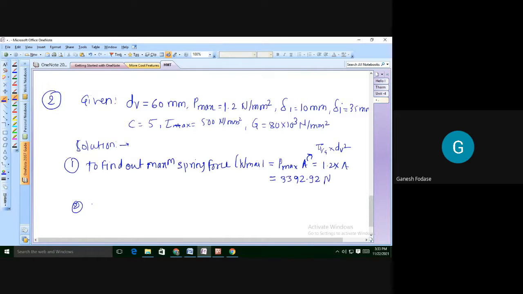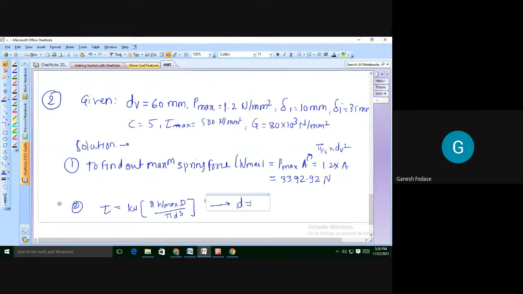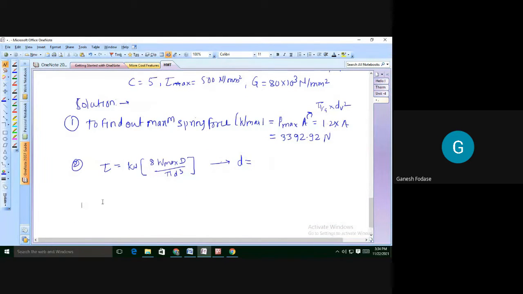Then procedure is very easy. Just we need to find out wire diameter. For finding wire diameter, we need to use this formula. Tau is equal to Kw into 8 into W max into D upon pi d cube, or you can write it into C upon pi d square. Then in this case, we get value of d. Once you get d, then capital D, as spring index is known to you, we can get capital D is equal to C into d.